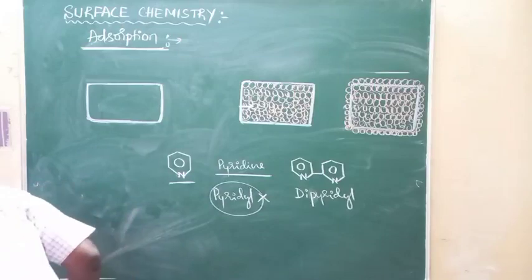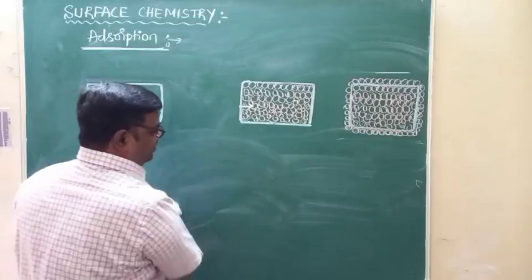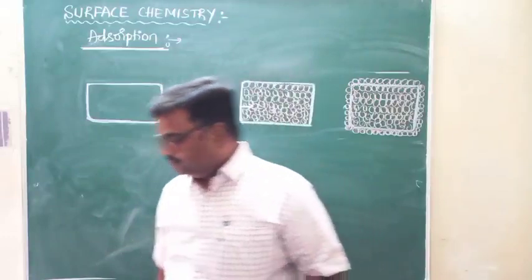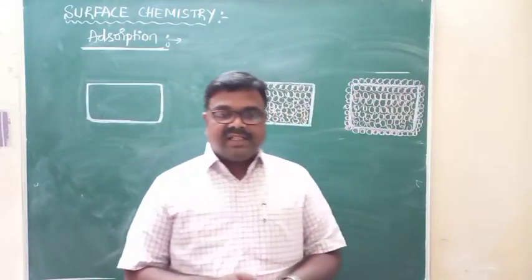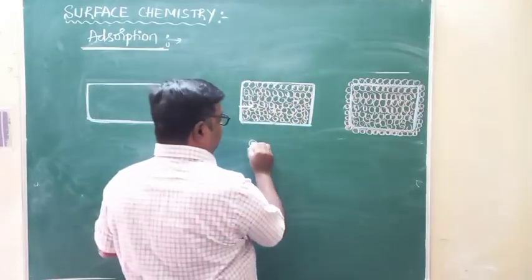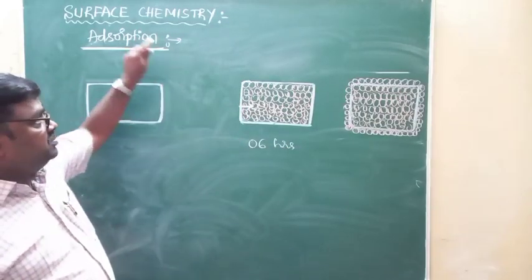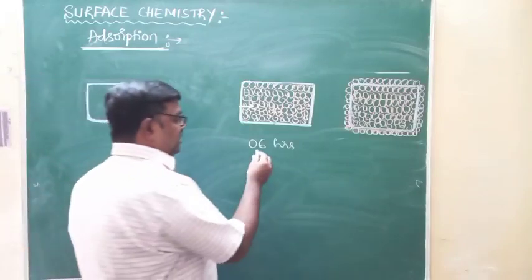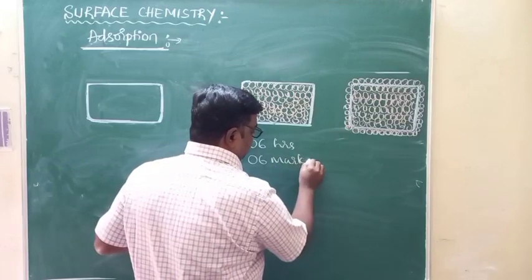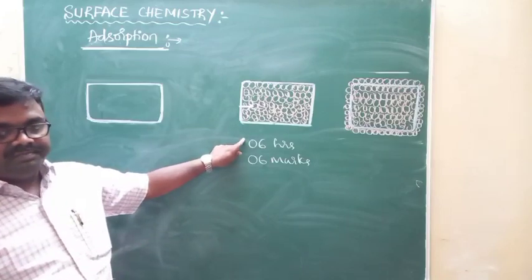Now we'll start the new chapter from physical chemistry of second PUC, that will be surface chemistry. As far as the chapter surface chemistry is concerned, 6 hours are allotted for this particular chapter in the syllabus. And of course, from this particular chapter, you can expect a 6 marks question.